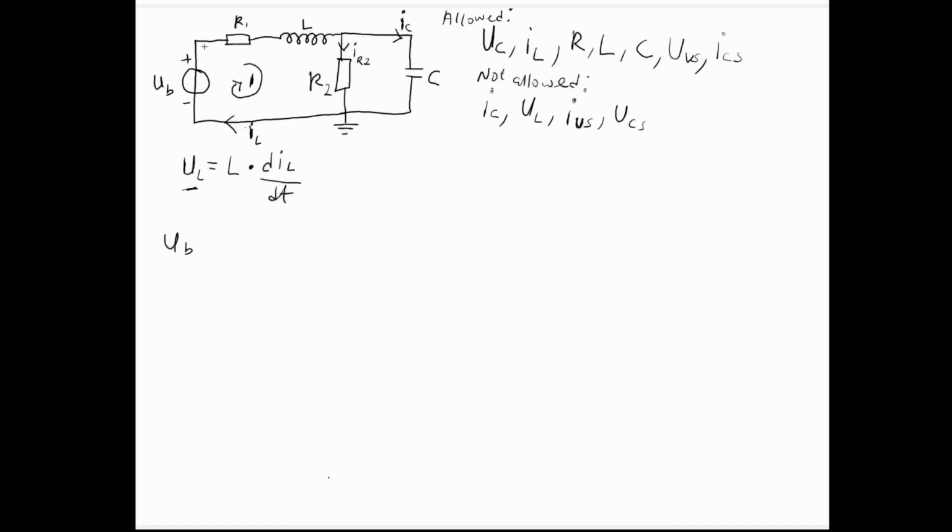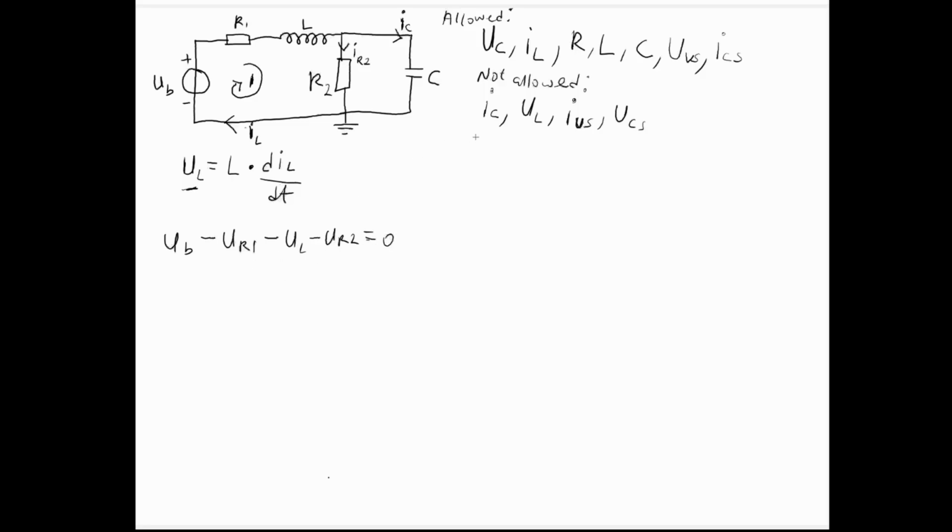Now, going through the resistor in the direction of the current, there's a drop in voltage, and that is the drop in voltage across the resistor R1. The same thing with L. There's also going to be a drop in voltage, and that will become minus UL. And then going down here back to ground, again minus UR2 equals 0.